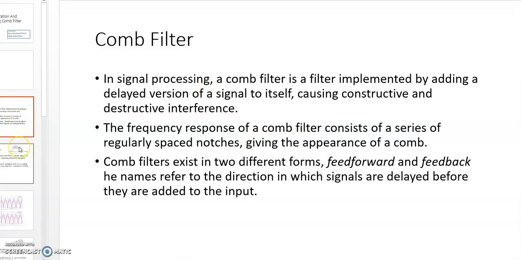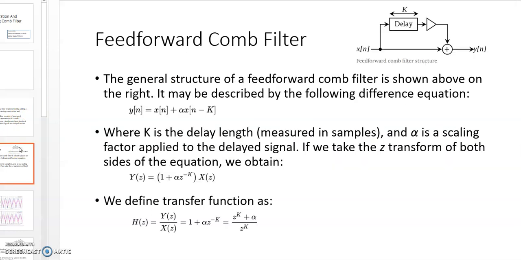Now we'll see the types of comb filtering. Basically there are 2 types of comb filtering: feed forward comb filtering and feedback comb filtering. With feed forward comb filtering, we have X of N, a starting signal, and we apply to it some delay along with an attenuation constant.